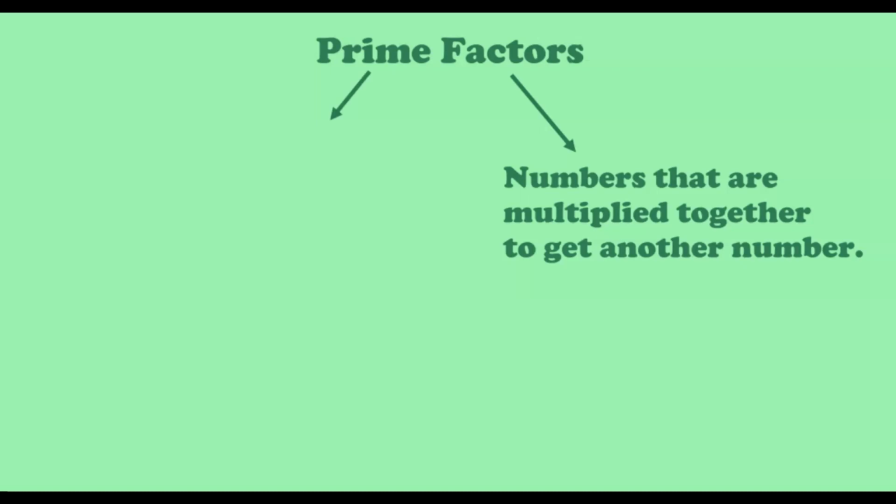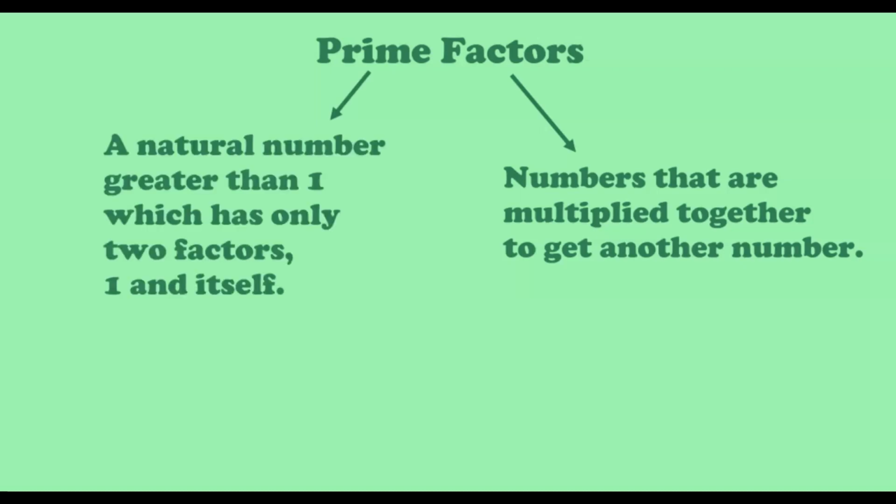A prime number is a natural number which is greater than 1 and which has only two factors, 1 and itself. For example, the number 2, which has only two factors, 1 and 2. The next prime number is 3. 3 has only two factors, 1 and 3. The next prime number is 5.